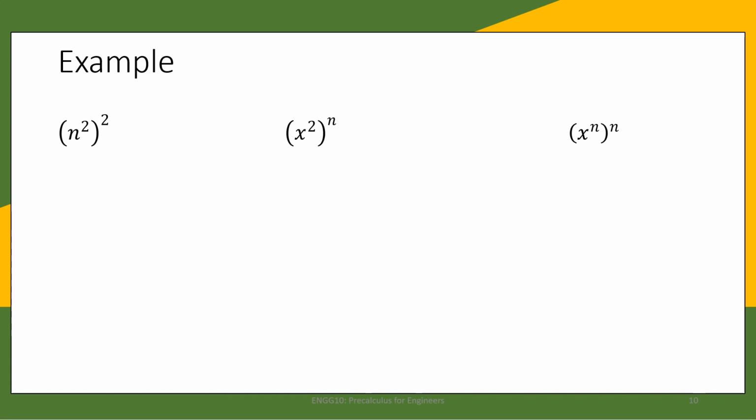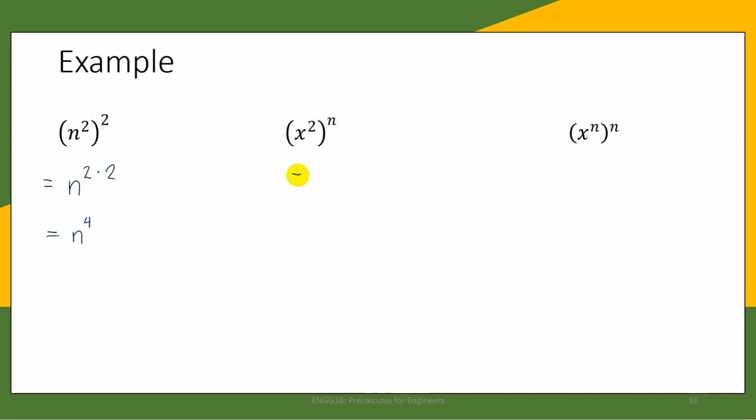Okay, another example. We need to simplify these three expressions. The first one, we have n squared raised to another exponent 2. This is actually an example of theorem number 2, right? So what do we need to do here? We need to multiply the exponents together. So that's 2 times 2. So this becomes n raised to 4.